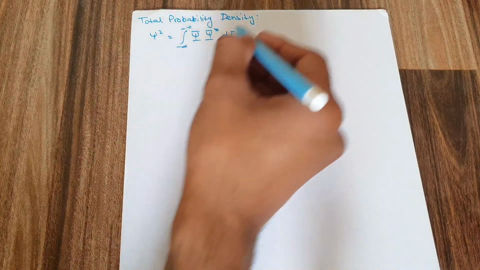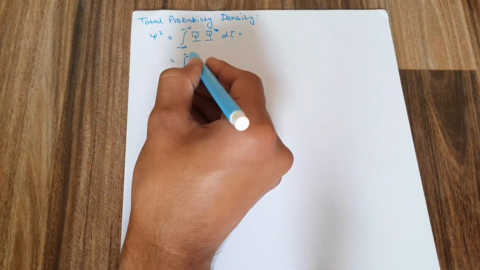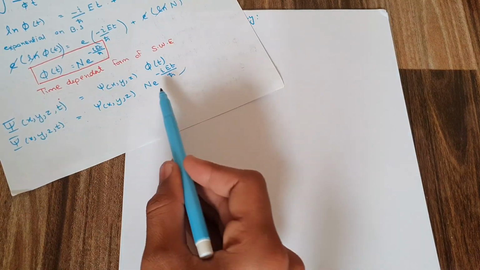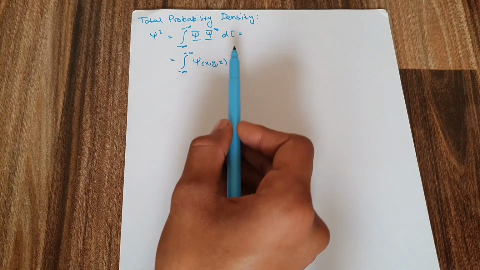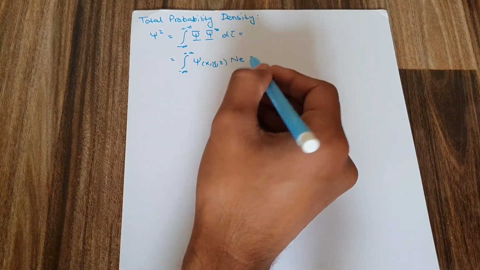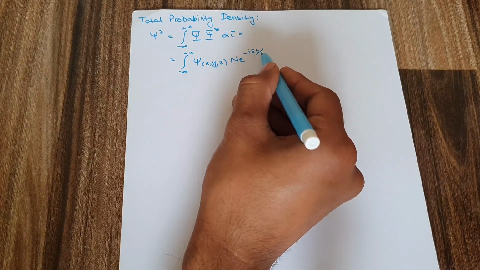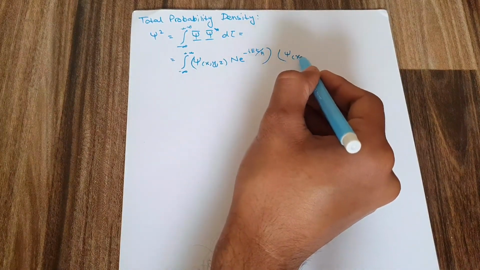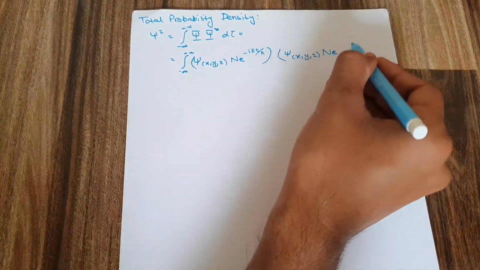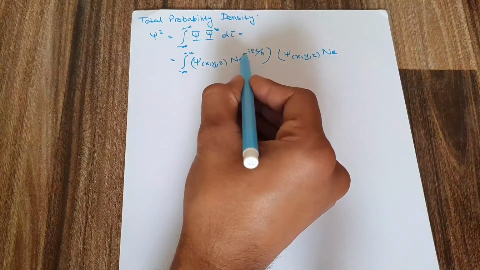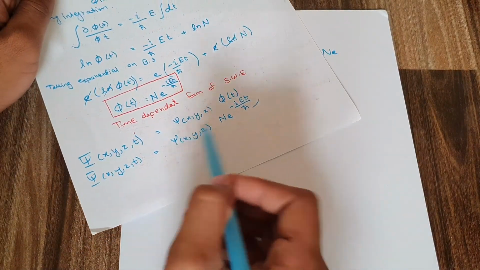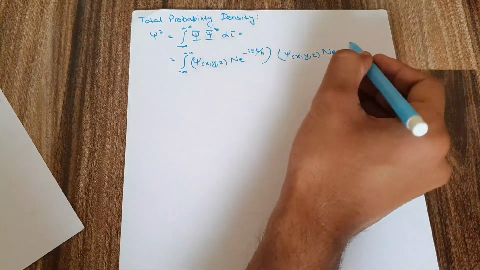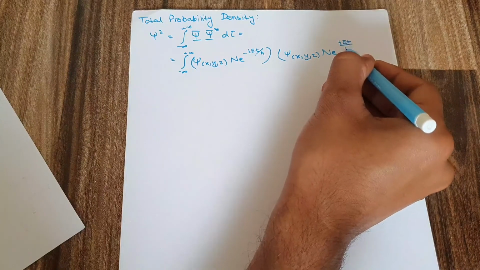Plugging in this value, in place of psi, I am going to write the integral from minus infinity to positive infinity. I am going to write psi(x, y, z), and the next thing is N e to the power minus iota E t over h cut. This is the value of my first psi, and now I'm going to write the value of psi star. Psi star also has the same value, but there will be one small difference: the sign. Psi star means complex conjugate. In the complex conjugate, as you know, we change the sign of iota, so here I am going to change the sign of iota to positive, so my equation will become just like this.